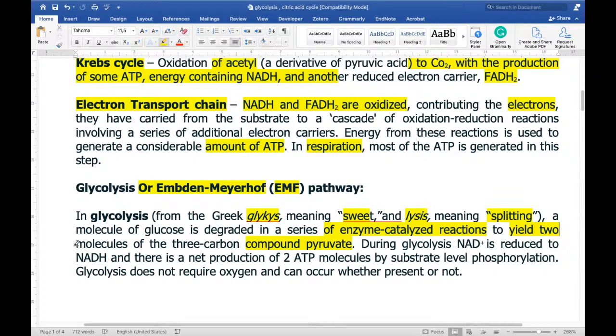called pyruvate. And also during this time, NAD plus is reduced to NADH, and there is a net production of 2 ATP. So students, please remember these exact terms. How many molecules are being produced? 2 molecules of pyruvate, NAD plus is reduced to NADH, and 2 ATP molecules are produced. Glycolysis does not require oxygen and can occur whether oxygen is present or not. So it's independent of oxygen. Whether oxygen is present or not, it will keep doing its function.